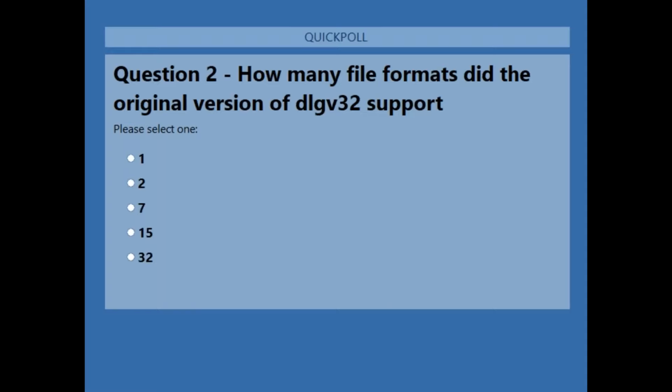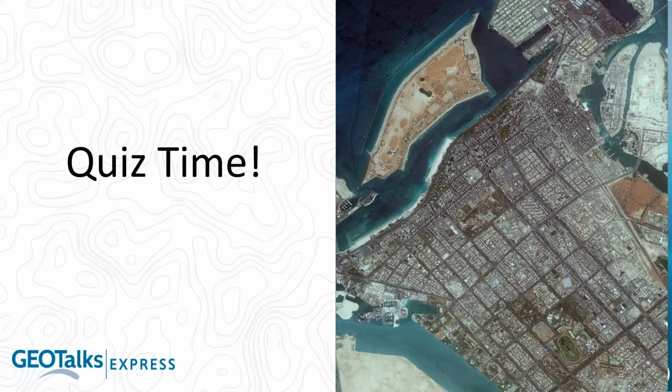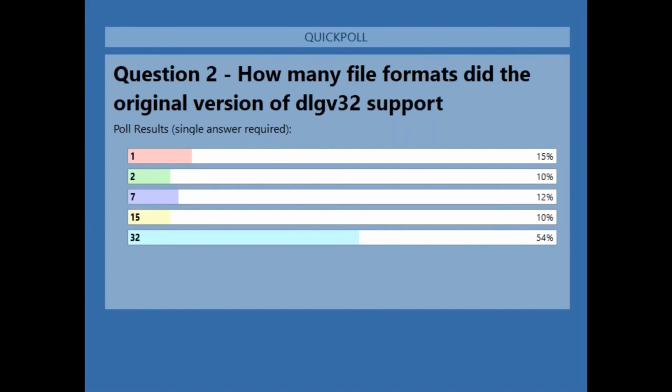Again, first edition, back in 1996. Oh, again, I think I've given away an answer to a future question. A couple of seconds here, and we will close our poll. And again, let me share the results of that one. A lot of you thought it was 32. Hold that thought in terms of how many formats Global Mapper supports, but certainly the first version was 1.